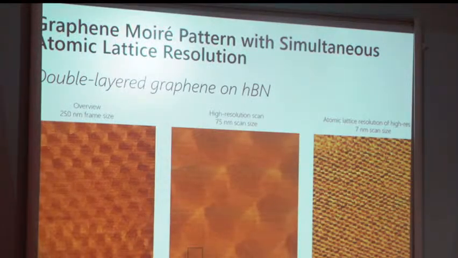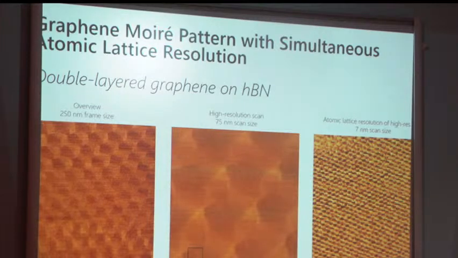This is something related to 2D materials. I think a lot of people have talked today regarding 2D materials. So 2D materials come with something called a Moiré pattern, which is something like an electron wave pattern, not the actual atoms, but something like a wave of the electron cloud.